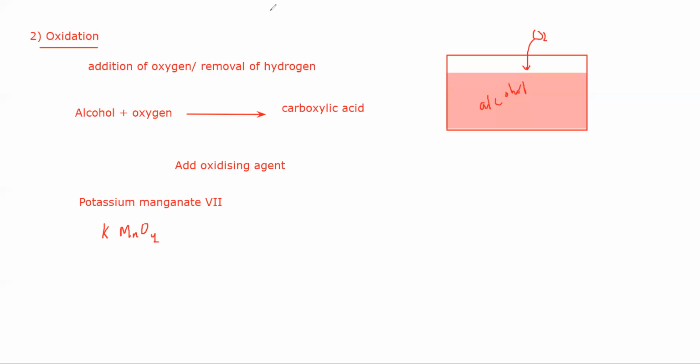So potassium manganate 7, if you use potassium manganate 7, what will be the color change? You have to learn this color change. From purple to colorless. The oxidizing agent is having a purple color. Once it is used, oxidizing agent take part in a chemical or help in oxidation. So it will change the color. The oxidizing agent will change its color from purple to colorless.